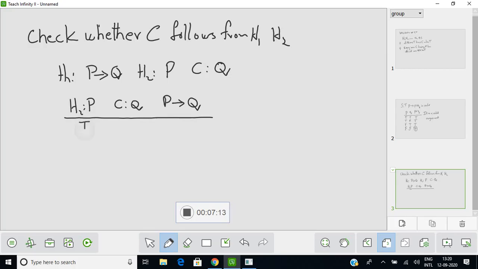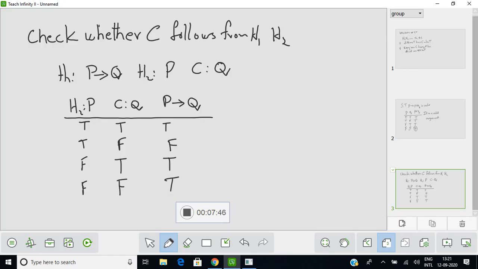You have true, true, false, false under P. And then under Q you will have true, false, true, false. And then you will have, if P then Q is false only when P is true and Q is false. So corresponding to the second row, you will have a false. In all other places, you are just going to have true. Right? So this is what we have got.